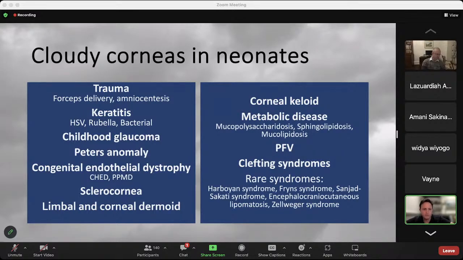The congenital endothelial dystrophies, of which CHED and posterior polymorphous dystrophy are important considerations. There's also sclerocornea, corneal and limbal dermoids, corneal keloids. We also have to think about the metabolic disease, particularly in bilateral corneal clouding, persistent fetal vasculature, and clefting syndromes. And there's a whole pile of rare syndromes that can be associated with corneal clouding.